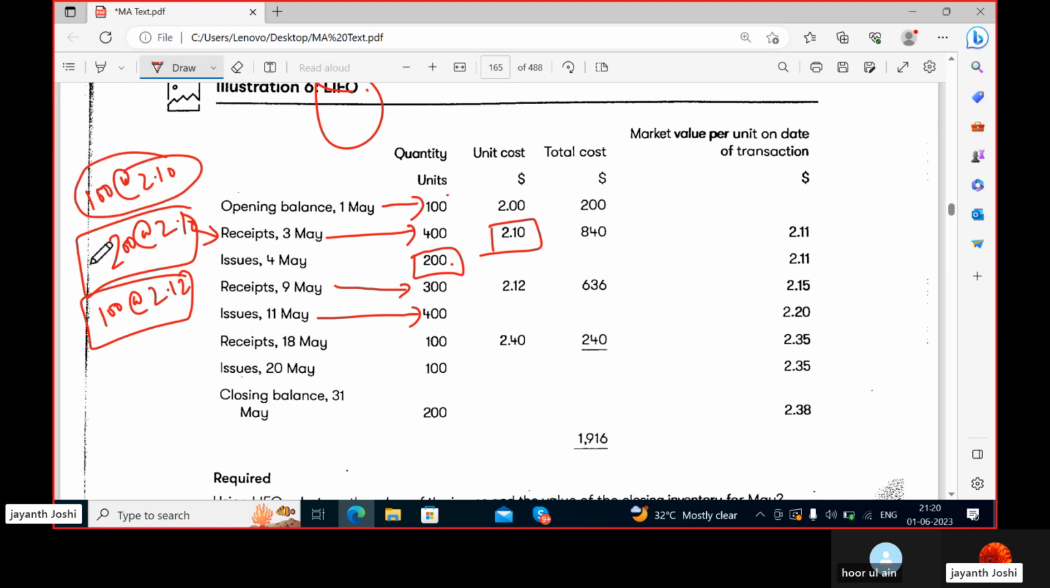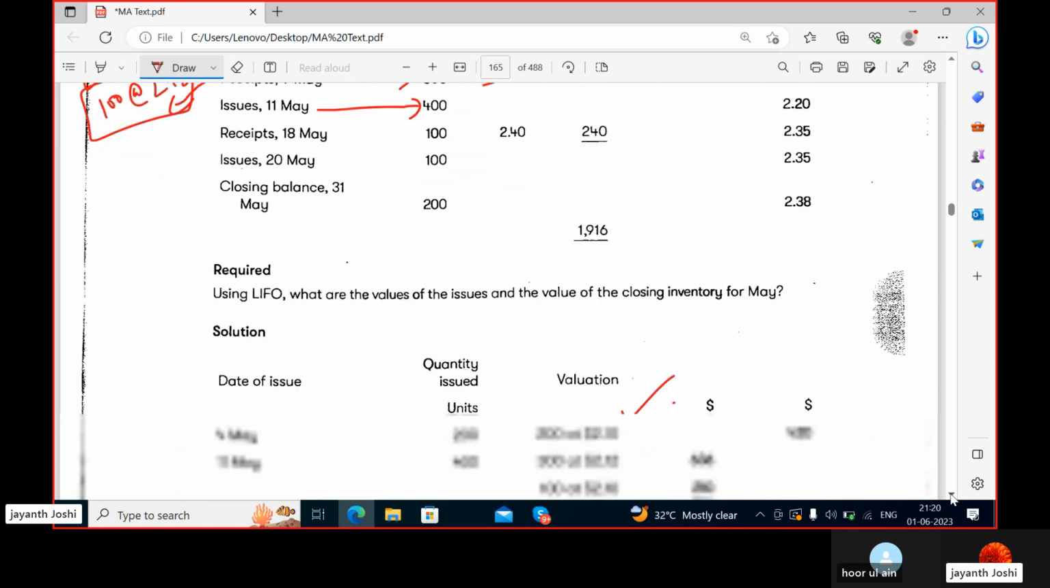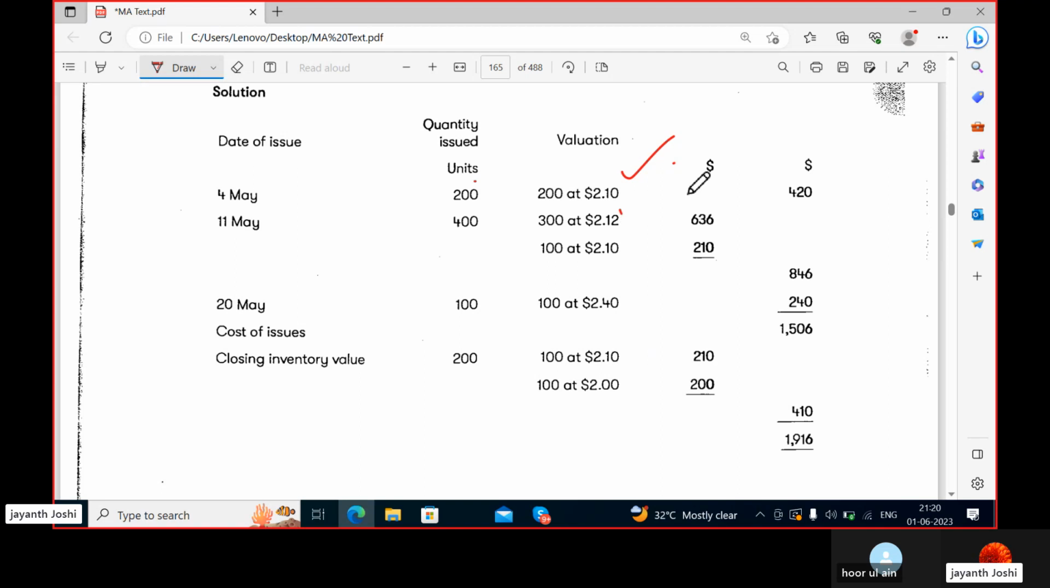This was one leftover, this was the second leftover. So you can see I'm taking 300 at the rate of 2.12, and I'm left over with 100. And I'm taking 100 at the rate of 2.10, and I'm left over with 100. So I'll take that. See, 300 at the rate of 2.12 and 100 at the rate of 2.10. And I have this cost. This and this is done. Last one.